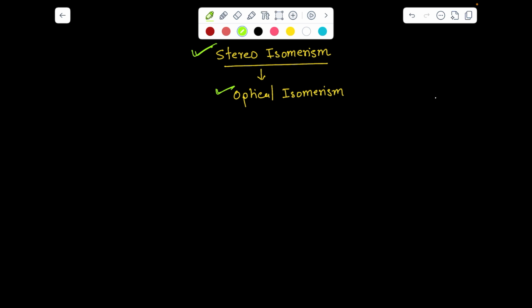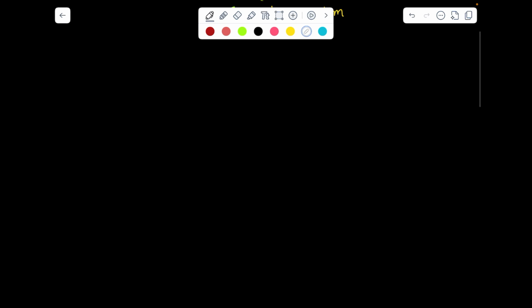Let's start. Optical isomers, just like the name, are related to light, and isomers means the molecular formula is the same but the structure is different in 3D. So what exactly is happening here in optical isomers? We are taking ordinary light, which is propagating in all directions. This ordinary light we are passing through the Nicol prism, which is the polarizer. It can convert this ordinary light into PPL, meaning plane polarized light.